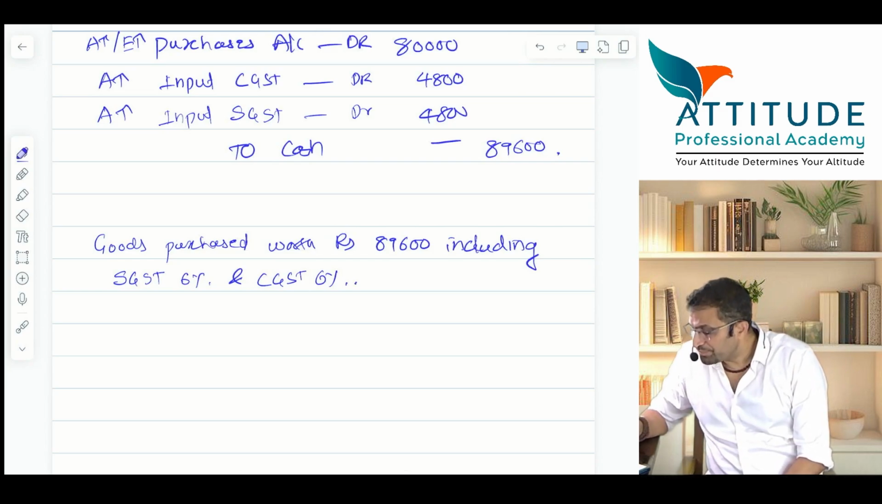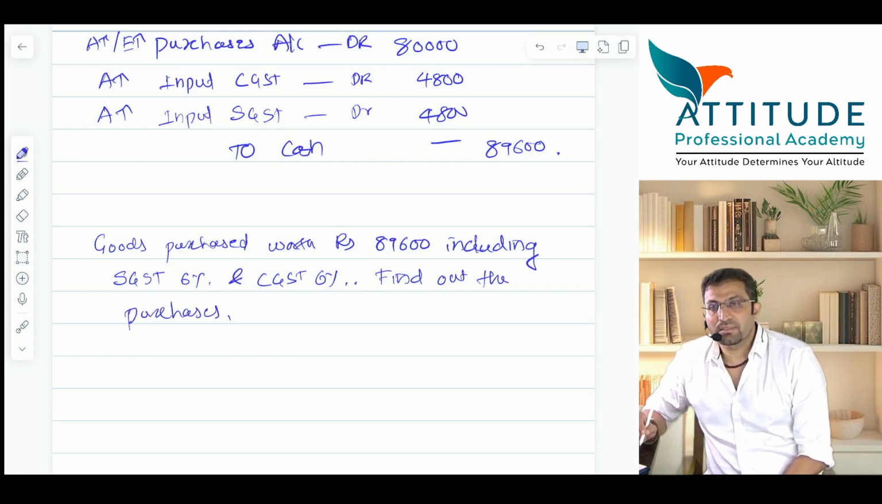What does this mean? Find out the purchases. Purchases 80,000, everyone knows. But how to calculate 80,000? It is not given in the sum.